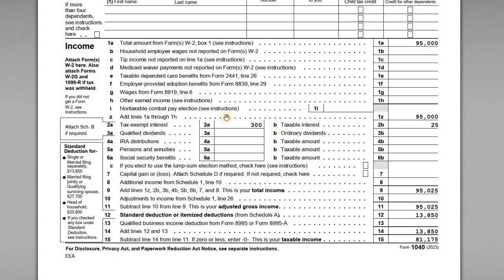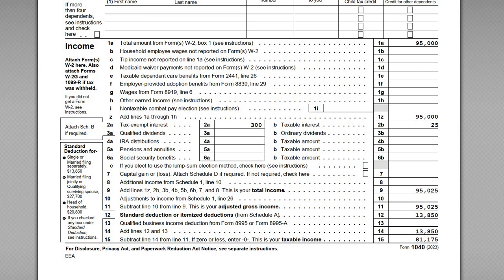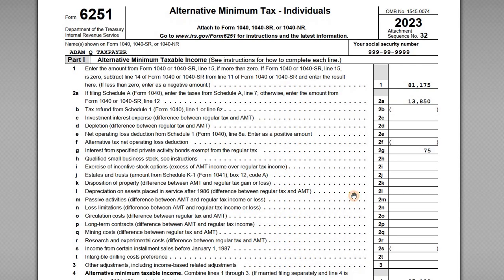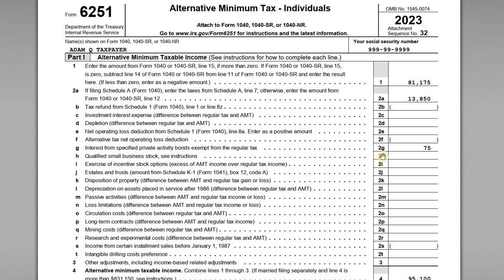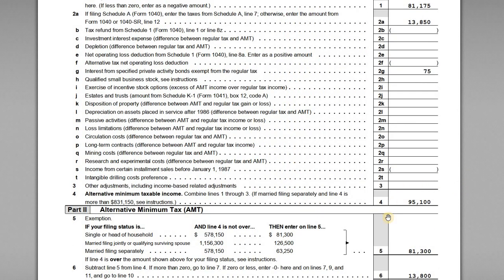Now, the other part of the tax-exempt interest, that private activity bond interest, that is $75 reported in box 9. So the $75 is recorded as an AMT adjustment on Form 6251. So on 6251 here for the taxpayer, we report the amount of private activity bond interest on line 2G. And so that ultimately goes into calculating the taxpayer's alternative minimum taxable income.